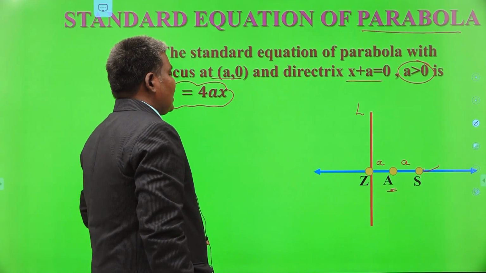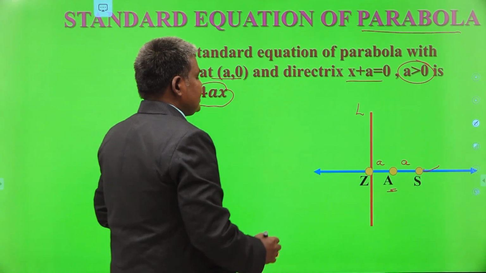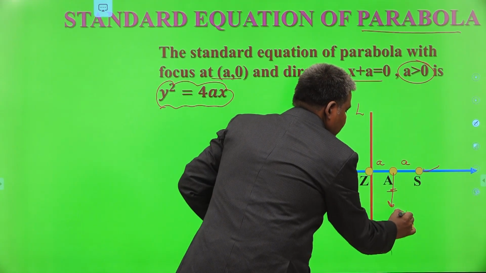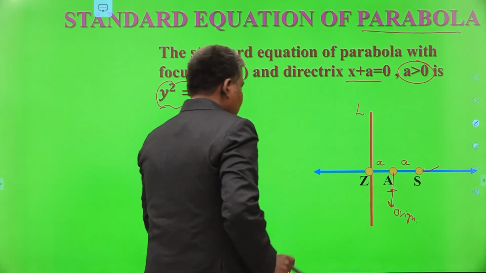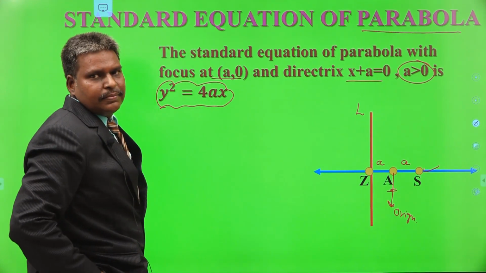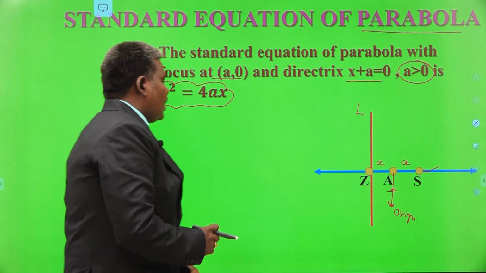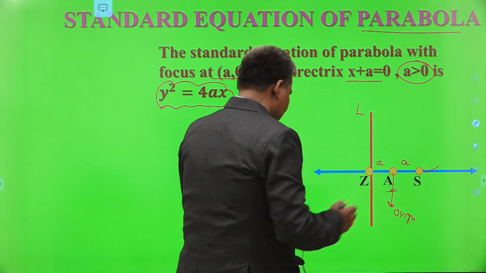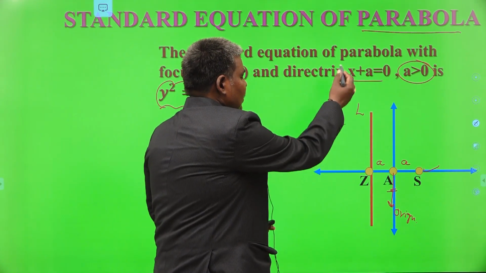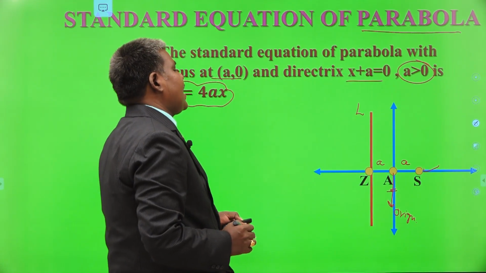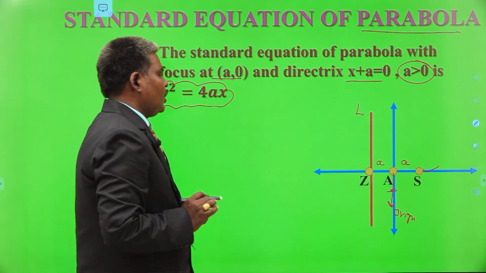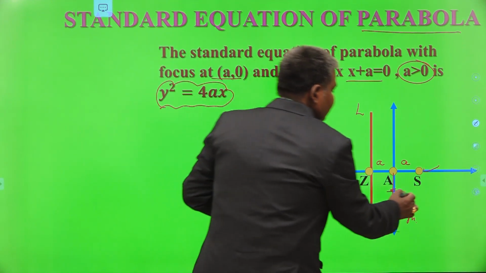Now choose A as origin and the line AS as x-axis. This is the origin. I am choosing A as origin and AS as the x-axis. And the line passing through A perpendicular to AS is the y-axis. The entire thing is the construction of the parabola. Now tell me, what are the coordinates of S?